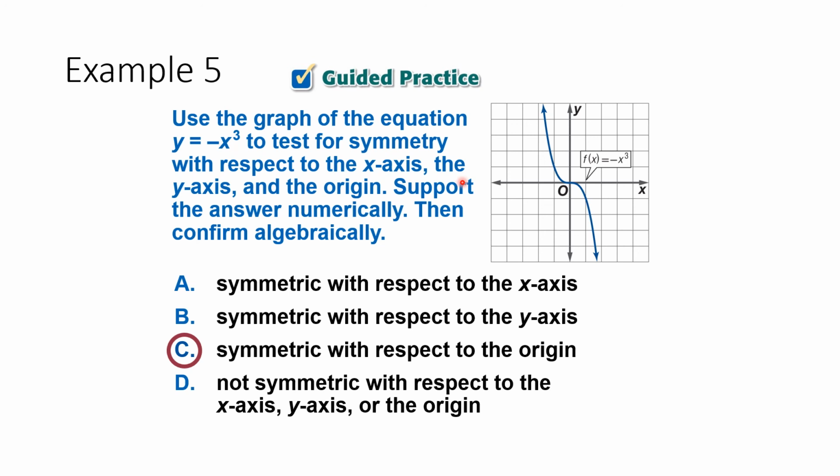To confirm it numerically, you can use numbers and prove that. For example, -1 has 1 as a y and 1 has -1 as a y. You can prove it algebraically by changing the signs of the y and the x and see if you will get the same equation or not. I hope I made it clear for you.